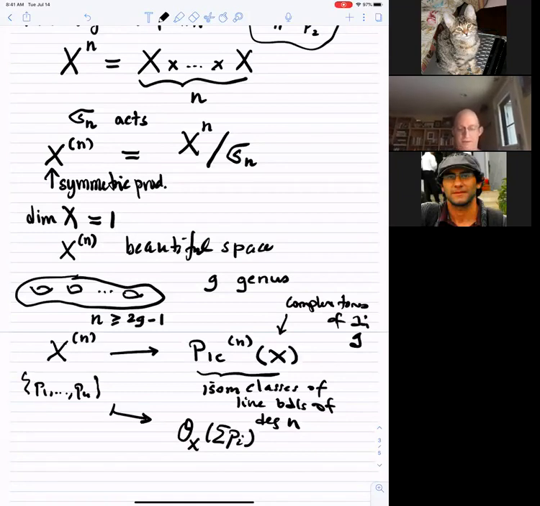And the fibers of this map: this map is surjective as soon as n is sufficiently large, and sufficiently large means something like g. But when n is at least 2g minus 1, the fibers are all projective spaces with the same dimension. So this is a P^(n-g) bundle over a complex torus.